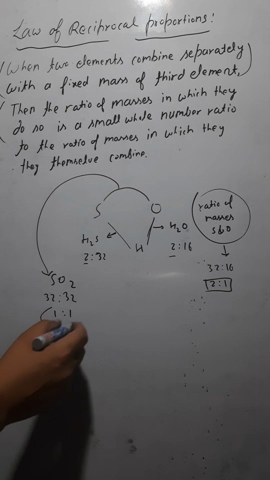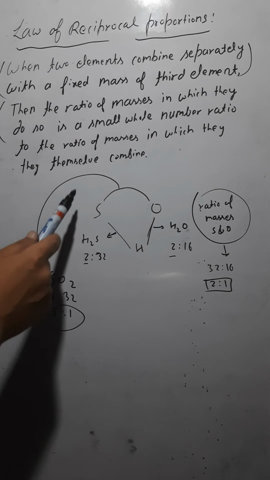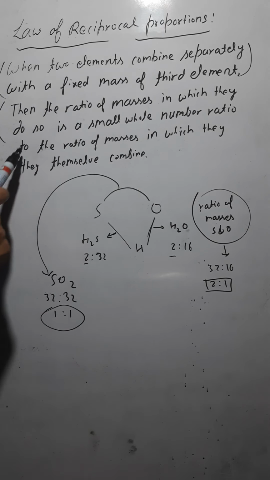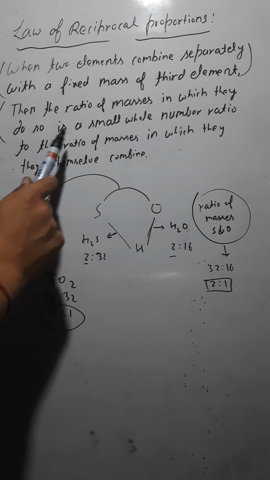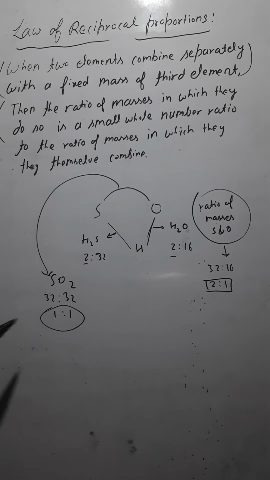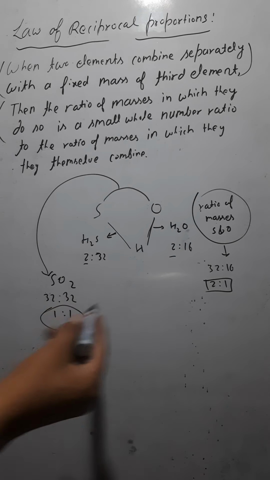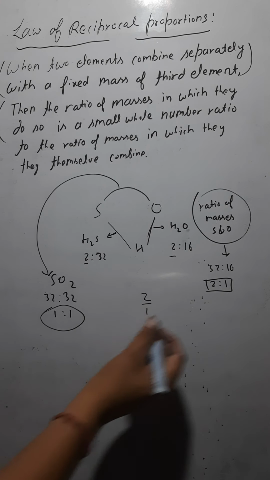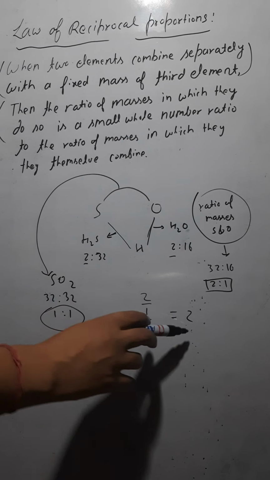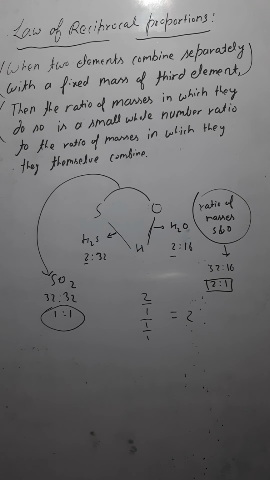Then the ratio of masses in which they do so is a small whole number ratio to the ratio of masses in which they themselves combine. It means this one ratio and this one ratio would be a small whole number ratio. So let's find out the ratio between these two. So let's divide it. 2 by 1 and it is 1 by 1. 1 would go up and you are getting 2. Again, you are getting a whole number ratio, isn't it? So this is the law of reciprocal proportion.